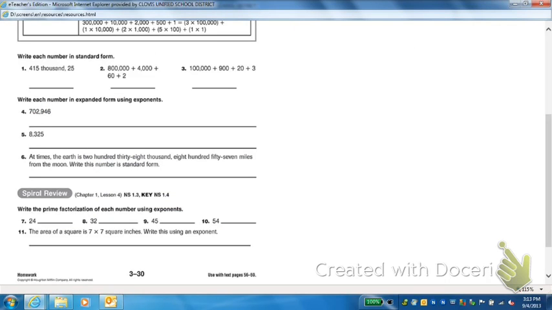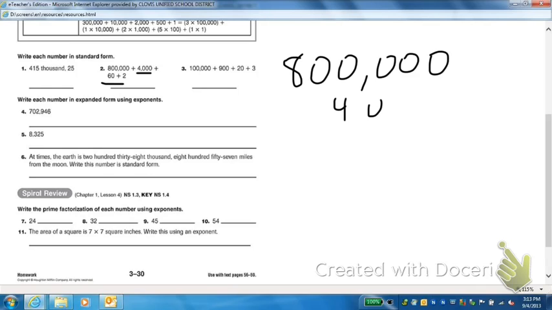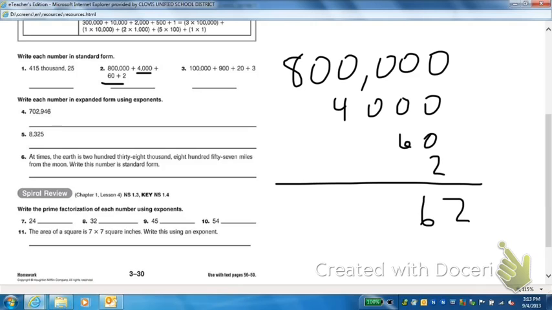We're going to write each number from their homework. Write each number in standard form. So number 2 says 800,000, 40,000, 60, and 2. So 800,000, 4,000, 60, and 2. This way you can just bring them straight down. You get 804,062.